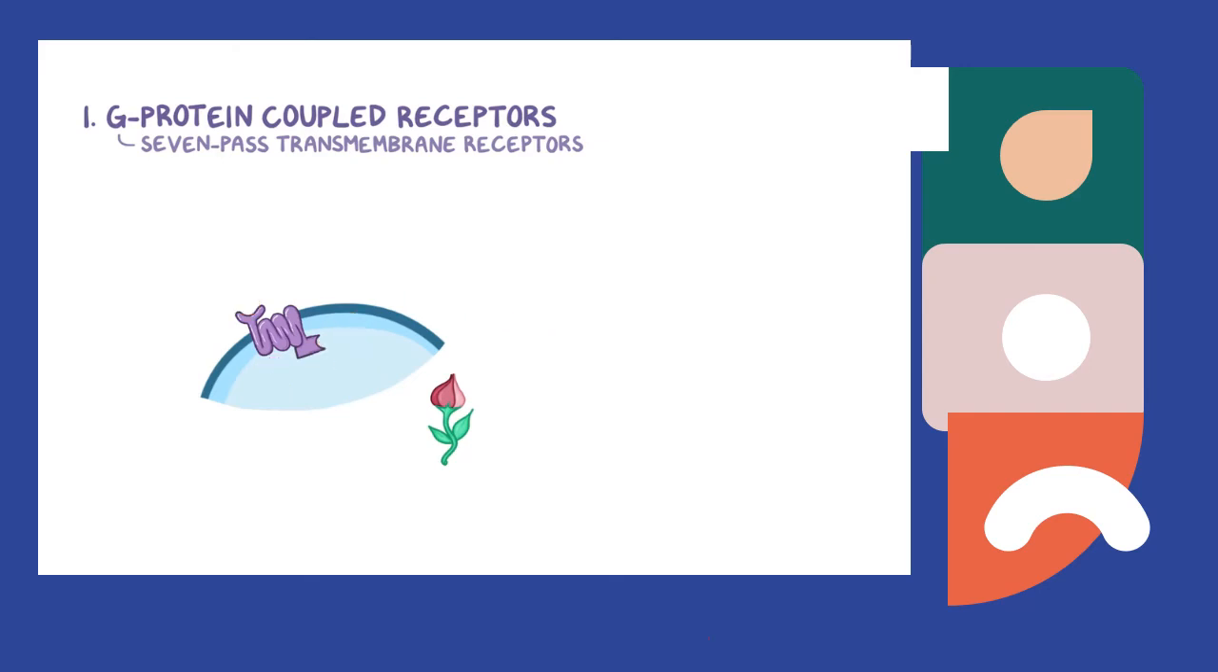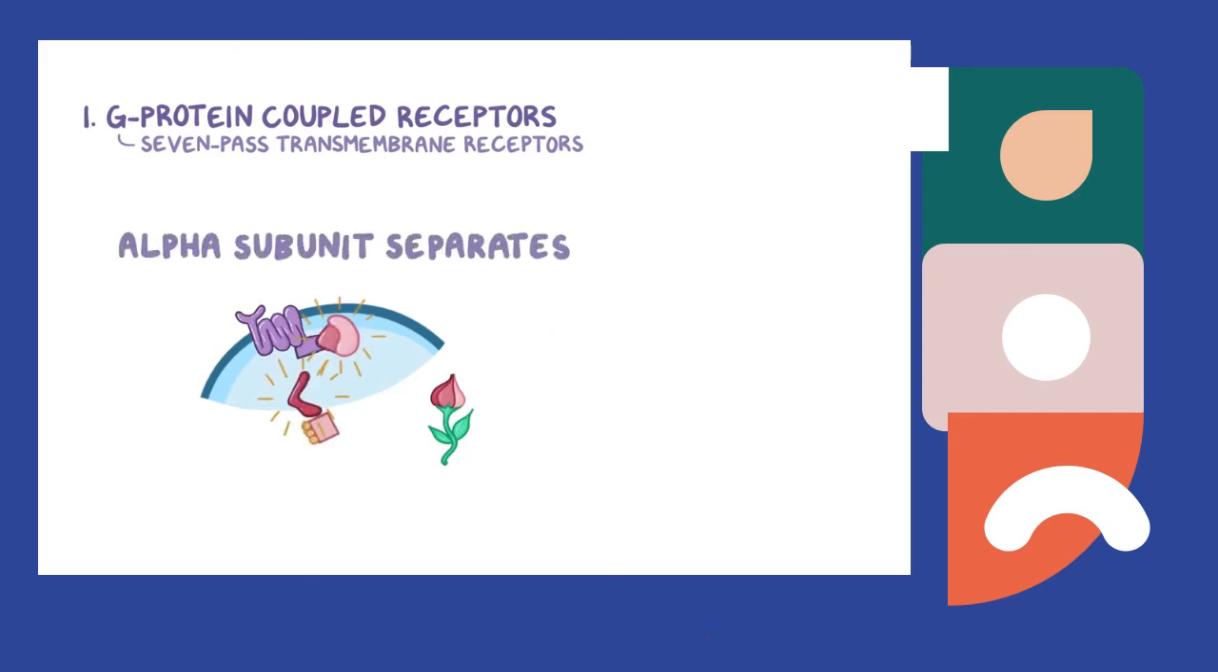When the alpha subunit is bound to GTP, the alpha subunit separates from the beta and gamma subunits, like one petal opening and separating from the others. When that happens, the alpha subunit is free to interact with other proteins. It stimulates some while inhibiting others.